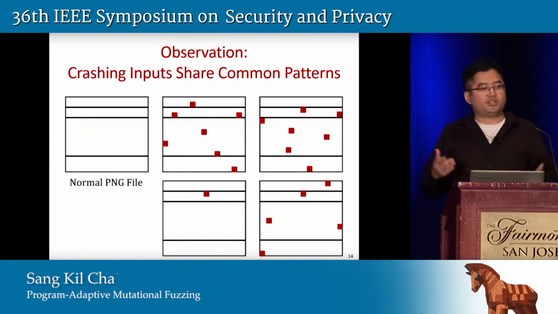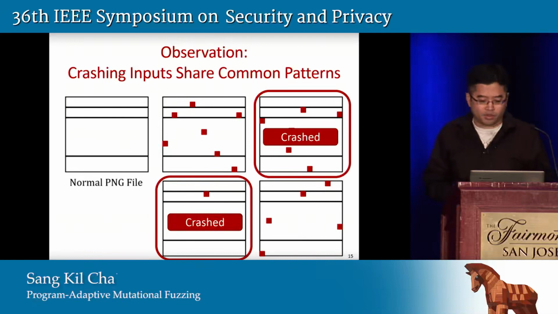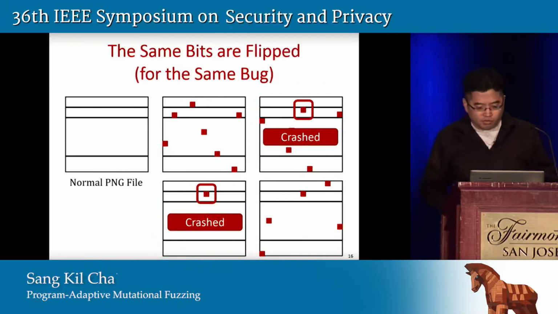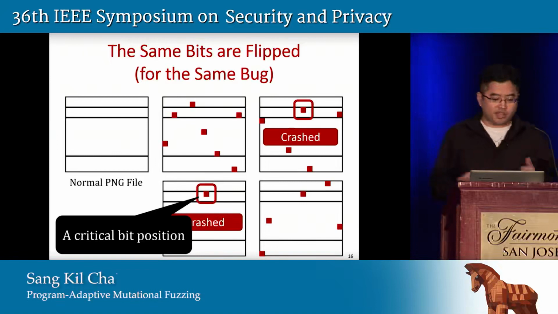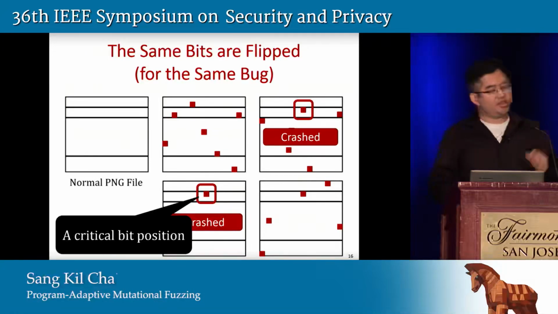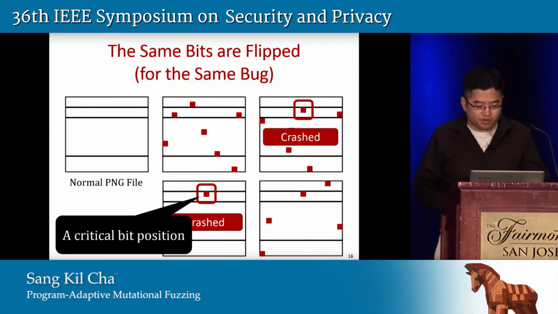Out of those 4 test cases that we generated, we assume that only 2 of them are crashing inputs. From these test inputs, we observe the following patterns. First, the 2 crashing inputs have the same flipped bit positions. In fact, there is only one common bit position that is flipped in both crashing inputs. And if you look at the 3rd test case that we generated, we generated this input by flipping just 1 bit, which means this particular bit position is really critical to find the crashing input.